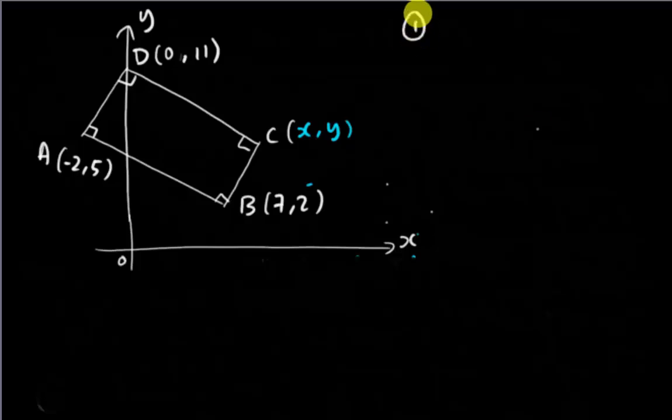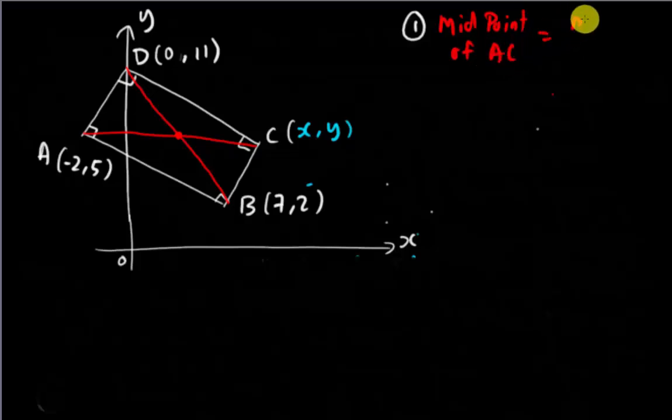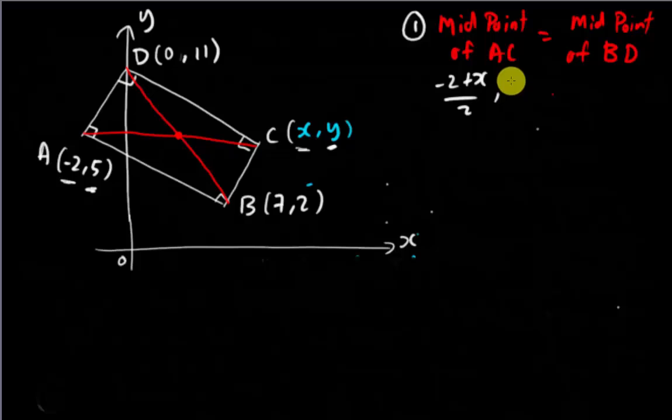Because this is a rectangle, the midpoint of AC will be the same as the midpoint of BD. They will have the same midpoint. So if they have the same midpoint, then I write down midpoint of AC equals to midpoint of BD. I hope you at least know how to do the midpoint. So for AC, negative 2 plus x over 2, then 5 plus y over 2.